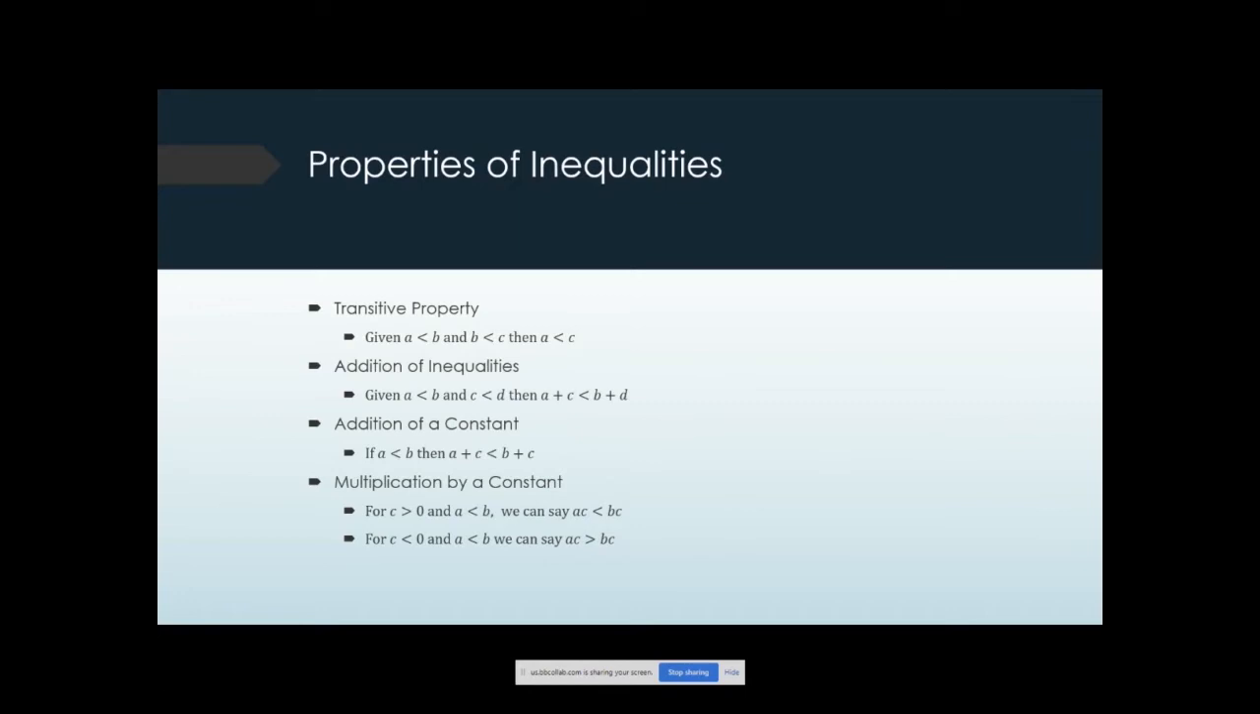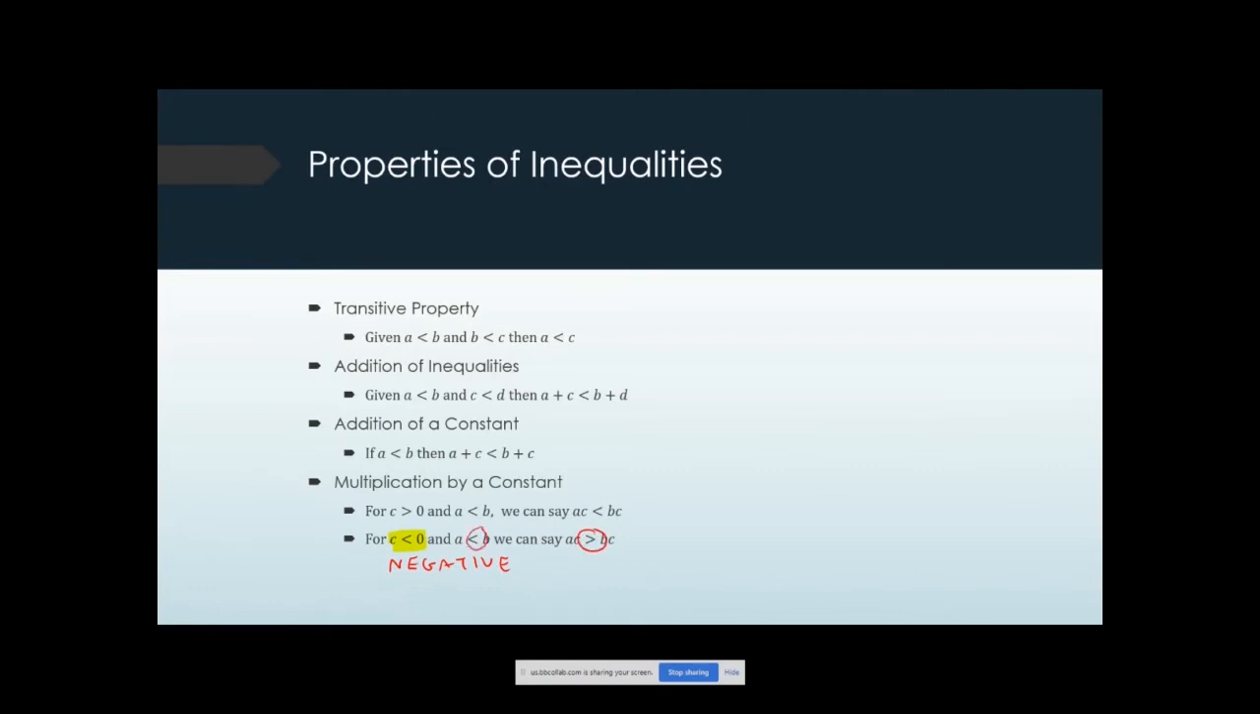And then we've got multiplication by a constant. We can multiply both sides just like we can with an equation. But with multiplication or division, there is a little caveat here, and that is if your number is a negative. If you multiply both sides or divide both sides by a positive, your inequality stays the same. But if you are multiplying or dividing by a negative number, then the inequality reverses direction. So if it was less than, it becomes greater than.